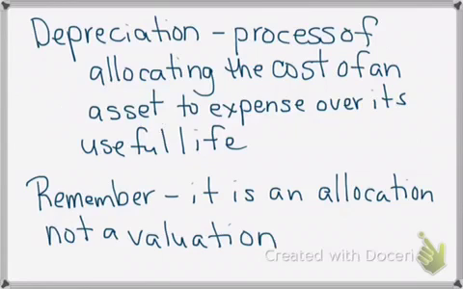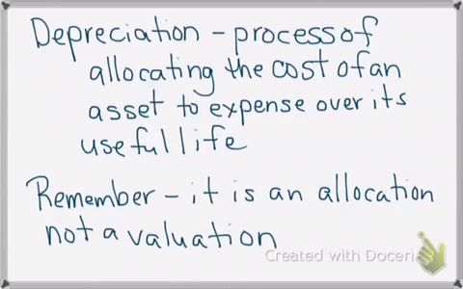The last prepaid expense that we're going to look at is depreciation. Now, the definition for depreciation is the process of allocating the cost of an asset to expense over its useful life. So what we're doing is we're just allocating this expense. So if we have something like a computer and we think the computer is going to last for 3 years, then what we would do is we would allocate that cost over a 3-year period.